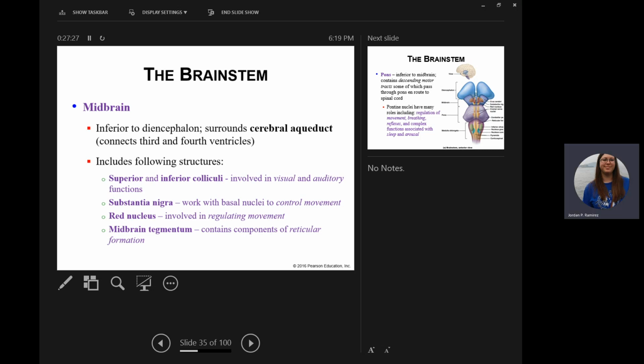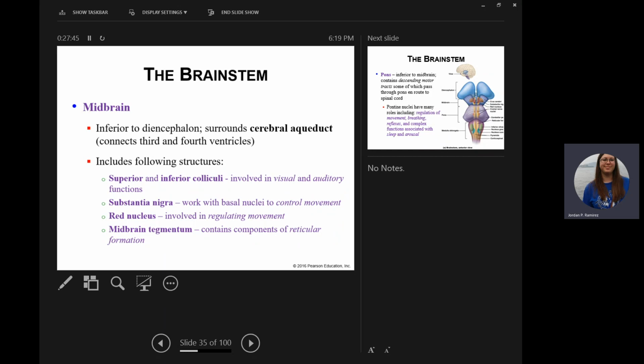All right, so the midbrain is inferior to the diencephalon, and it surrounds the cerebral aqueduct, which connects the third and fourth ventricles, the little spaces in the brain where that cerebrospinal fluid is going to flow, and we'll talk about that in a little bit. So it includes the following structures.